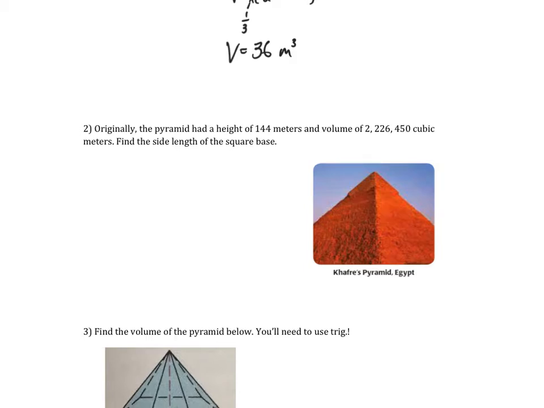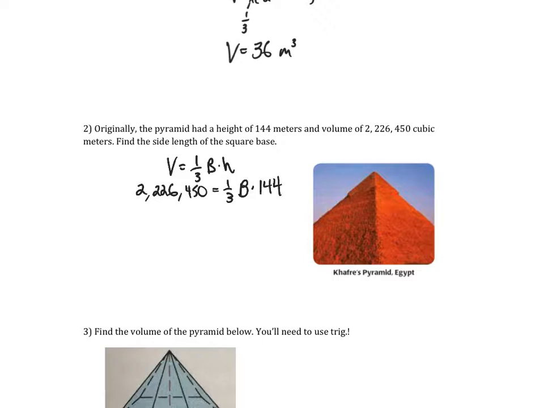Let's take a look at number 2. Originally, this is Khafre's pyramid in Egypt. The pyramid had a height of 144 meters and a volume of 2,226,450 cubic meters. Find the length of the side of the square base. Well, here's what we know, right? We know that the volume of a pyramid is 1/3 base times the height. It's a square base, so that's good to know. It's going to be equal to 1/3 base times a height of 144.